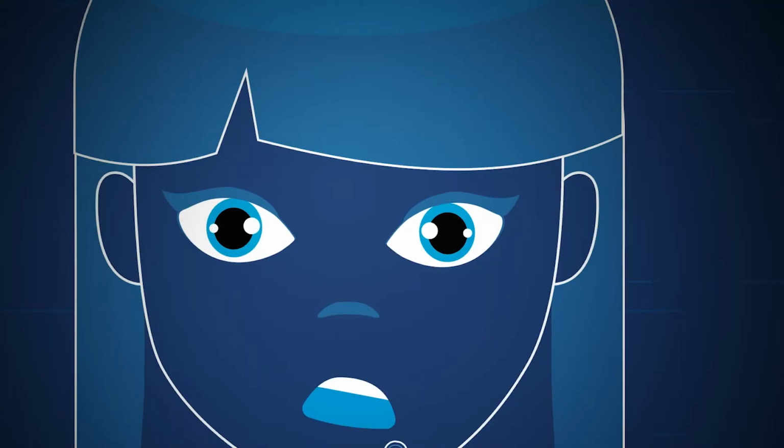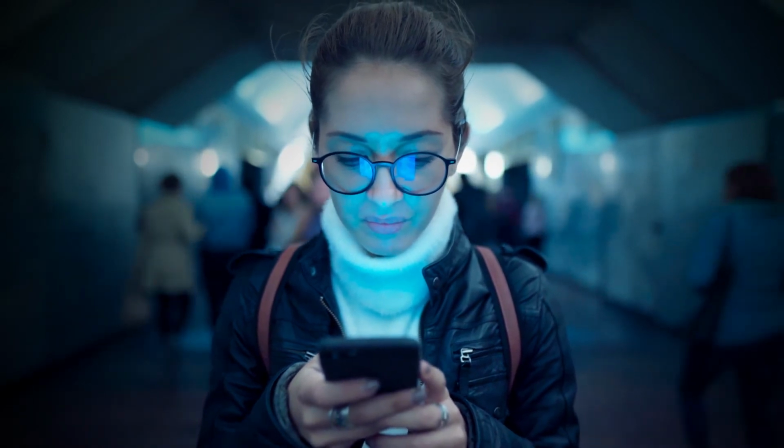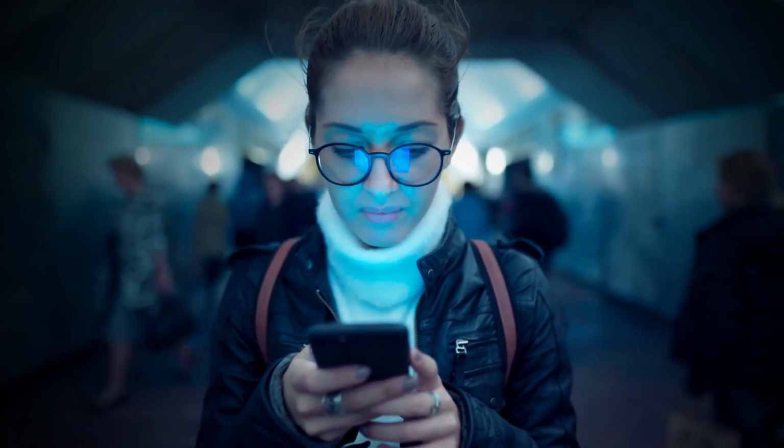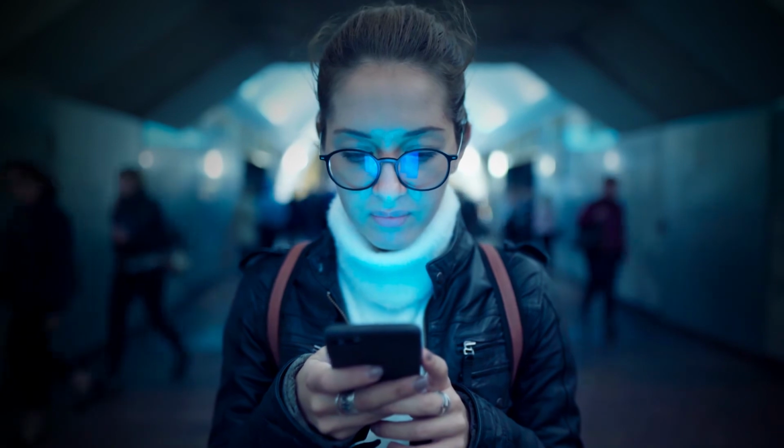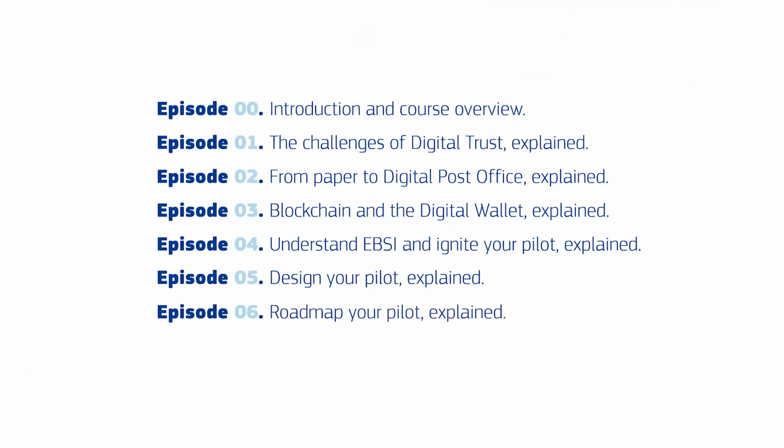And we're going to do it all by looking at the world through the eyes of our persona, Ava. Because if we're successful, she's going to be able to manage her identity, manage her diploma credentials, and even set up a company and access funding from the European Union or from the digital wallet in her pocket. Once you've designed your pilot, you'll be able to access a second set of episodes that will walk you through creating your roadmap for the implementation and kickstarting your pilot.